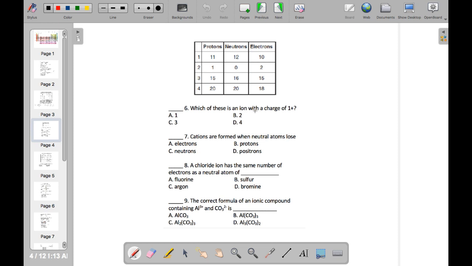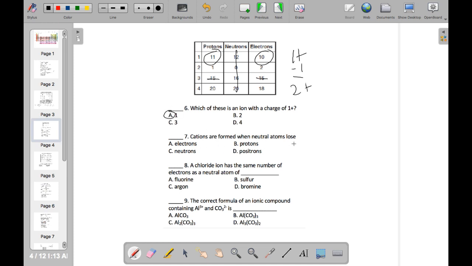Which of these is an ion with a charge of 1 plus? Well, let's just get rid of the neutrons. What is a 1 plus ion? That just means we have 1 more proton than electrons. And we see we have this right here. This would be a 1 plus. There's 1 more proton. Now if there's 2 more protons, this would be 2 plus. These are the same, so that's neutral. And this has more electrons, so that's going to be a minus 1. So the answer has to be 1.